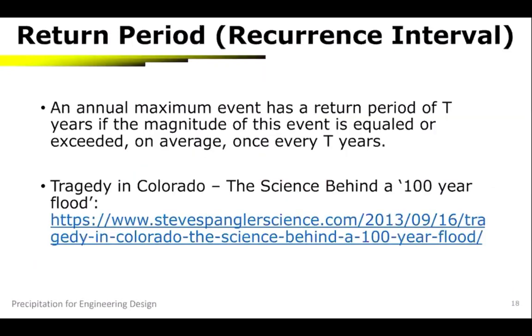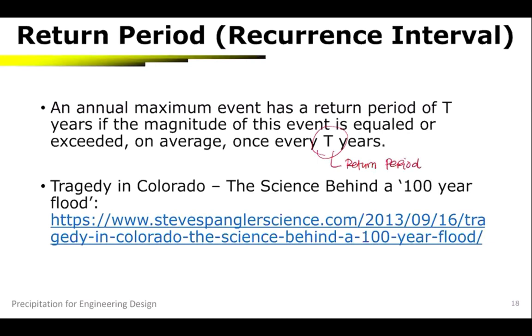So now we're transitioning into precipitation for engineering design. And so there's something called a return period or a recurrence interval. An annual maximum event has a return period of T years if the magnitude of this event is equaled or exceeded on average once every T years. So T is your return period.